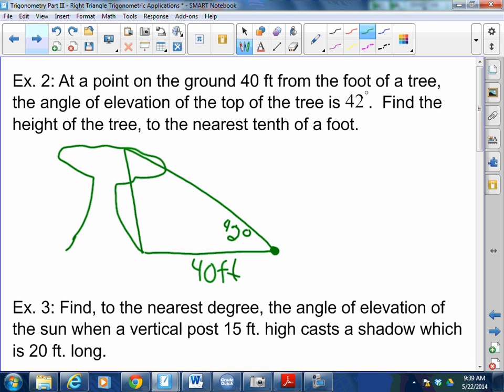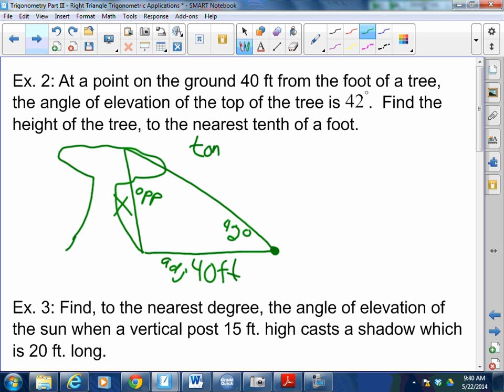They want to find the height of the tree. Guess what? This is how they measure buildings, mountains, trees, valleys, canyons. No one's going to climb up that tree with a tape measure. Seriously. I mean, I know it sounds funny, but you're not going to do that. It's math. So, from the 42, what is the height? What side is that? Opposite. Phenomenal. What is the 40? Adjacent. Phenomenal.